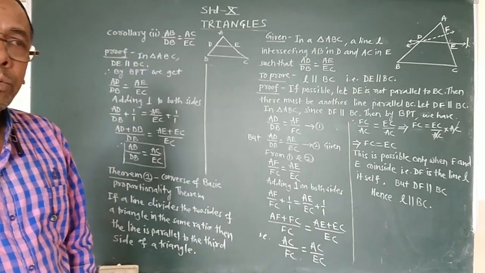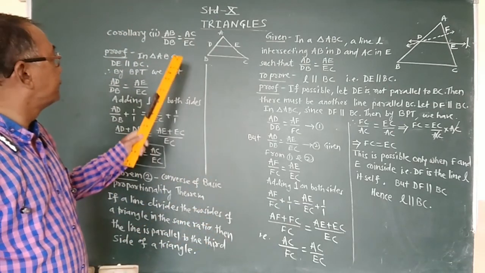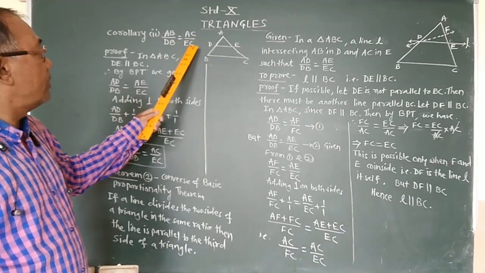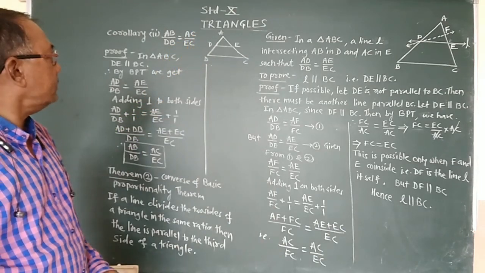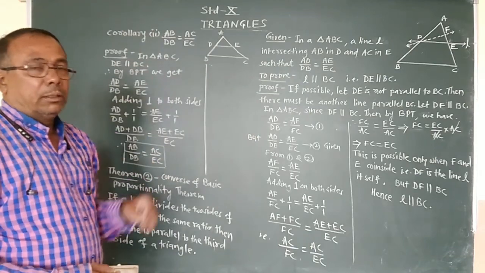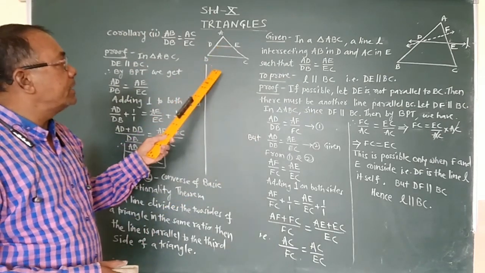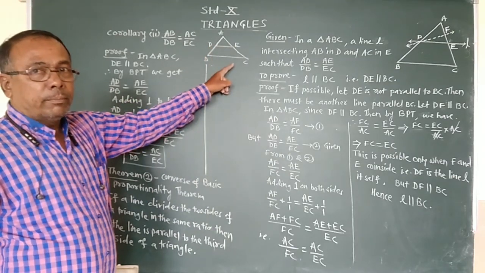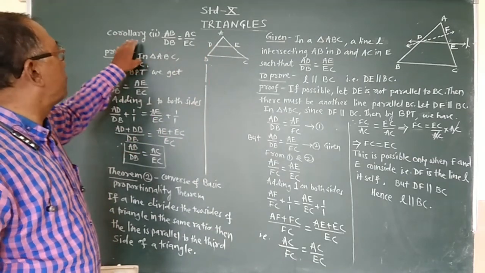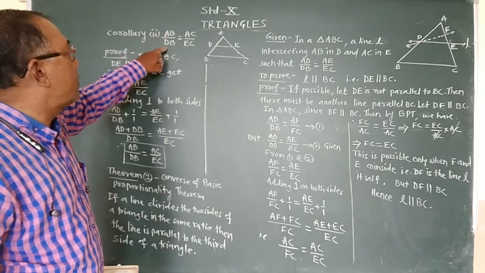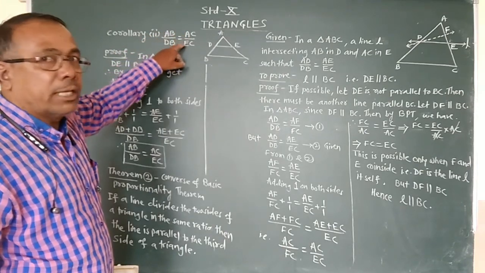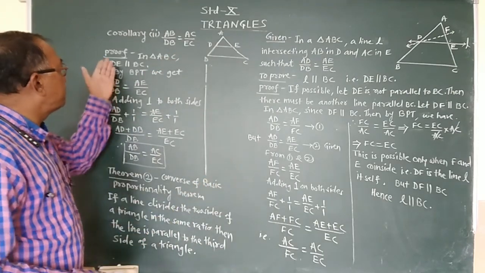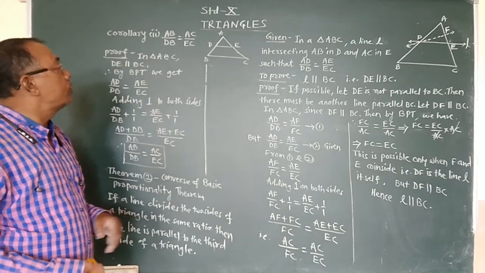The second corollary is that AB upon DB is equal to AC upon EC. Here, in a triangle ABC, it is given that DE is parallel to BC, and then we have to prove the corollary that AB upon DB is equal to AC upon EC. So let us see the proof of this corollary.